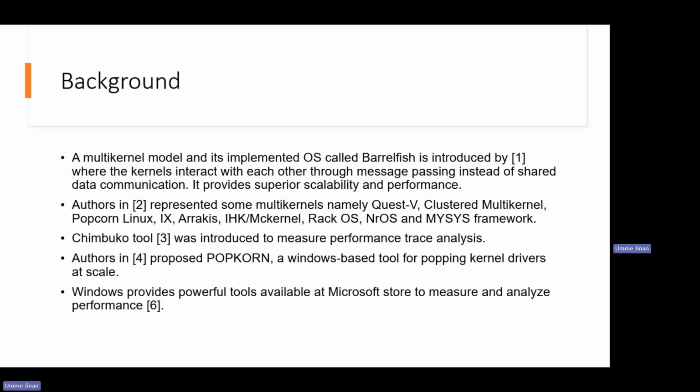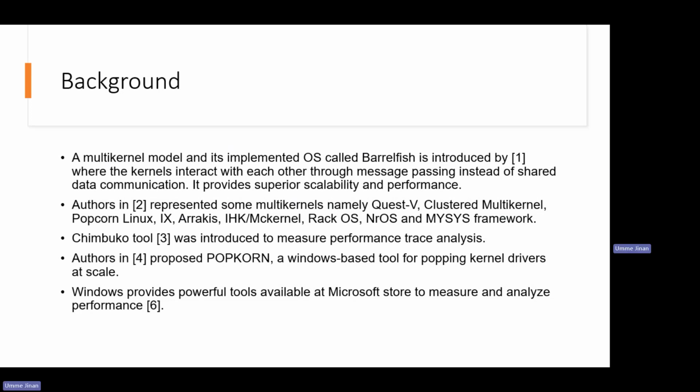In our survey, we presented some of the existing multikernel models. First of all, a multikernel model and its implemented operating system called Barrelfish, which is really popular in the experimental setup, is introduced in work one, where the kernels interact with each other through message passing instead of shared data communication. Their scaling showed that message passing has surpassed shared memory efficiency for distributed systems and performs better irrespective of the hardware setting. For measuring performance, they ran a case study of TLB shootdown, compute bound, and IO workloads.